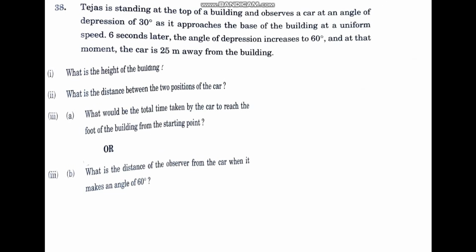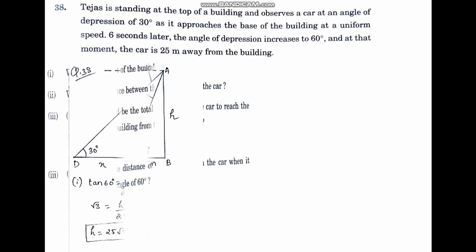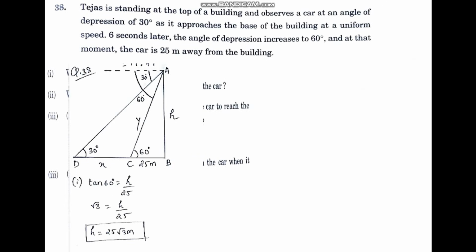Next, again case based study. Tejas is standing on the top of a building. You can see the given figure. Tejas is standing at point A and he observes a car, and the angle of depression is 30 degree. But 6 seconds later the angle of depression increases to 60 degree. And at that moment the car is 25 meter away from the building. So BC, you can see that the distance of BC is 25 meter.